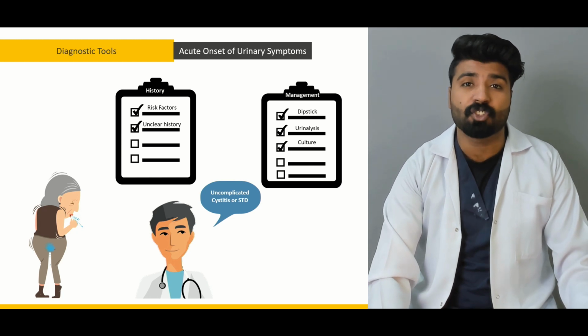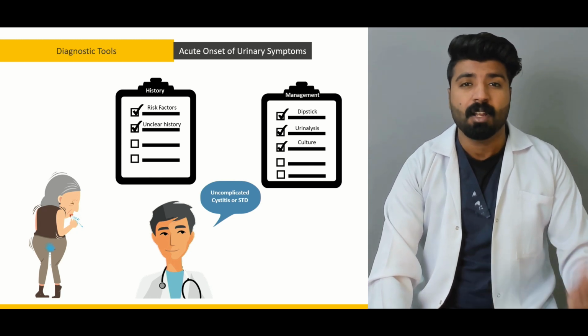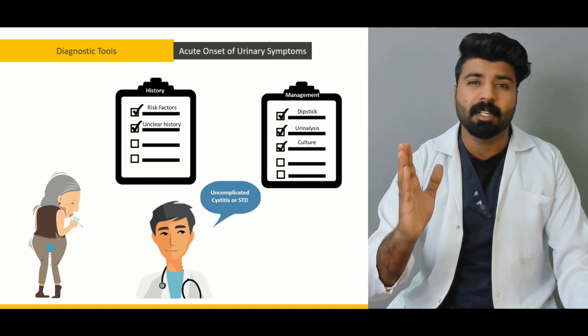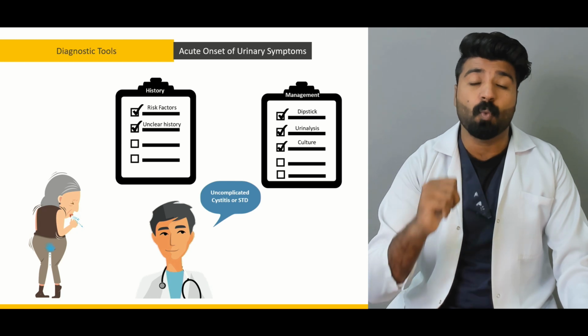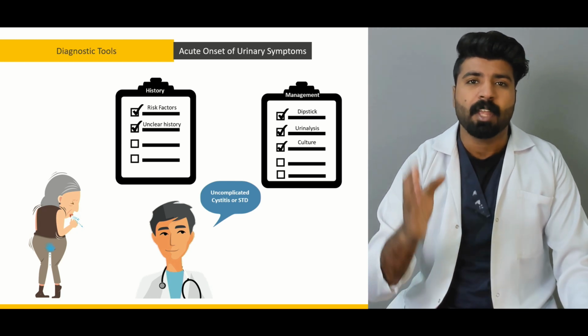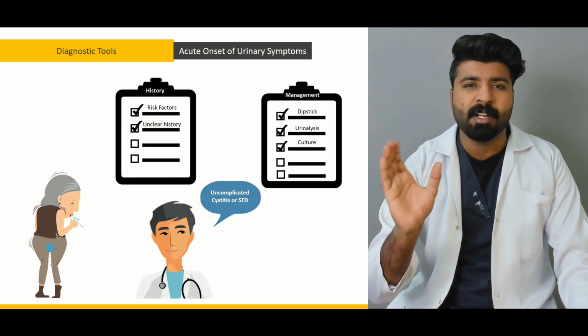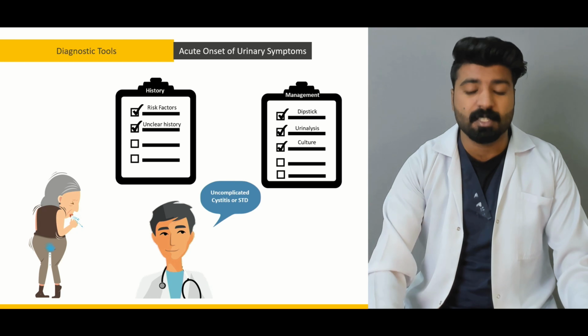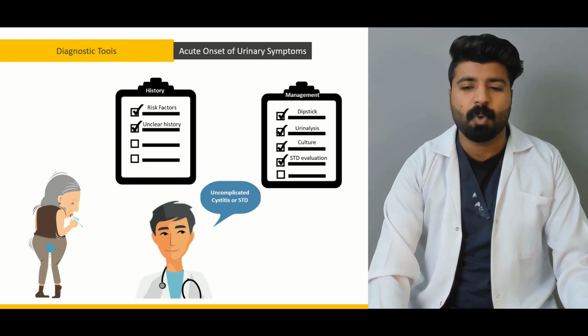Next one, we'll go for the culture, obviously, because we are confused between sexually transmitted disease, STD, and uncomplicated cystitis. So we have to be sure what organism is causing this disease, and on the basis of that organism, we'll know whether it's uncomplicated cystitis or it's sexually transmitted disease of some kind. Next one, we have STD evaluation. We'll ask the patient to come over. We'll do the whole examination of the patient. We'll do some tests. We'll know whether the patient is suffering from STD or not.